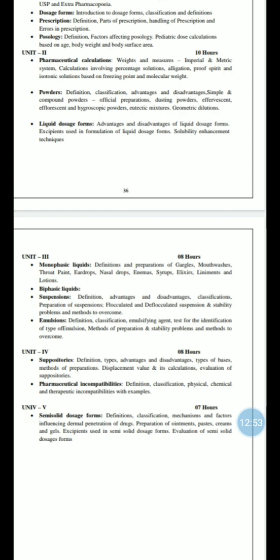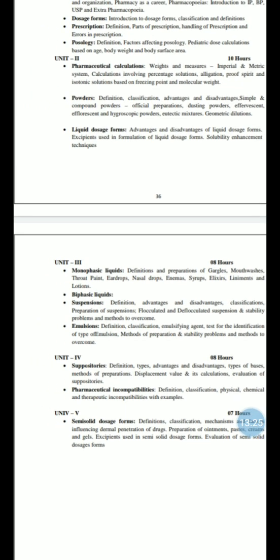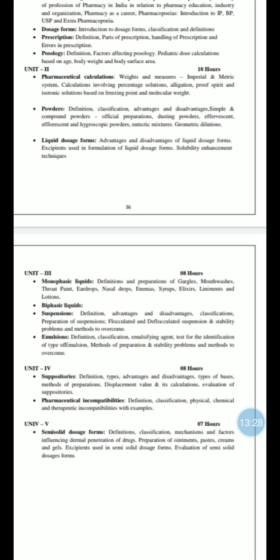Then emulsion, the definition of emulsion, then classification of emulsion, then different classification of emulsifying agents, then identification tests that are used for type of emulsion, and the methods of preparation of emulsion, and same, that is the stability problems of emulsion, and also which methods are used to overcome the stability problems of emulsion. Then next, that is unit 4, suppositories.